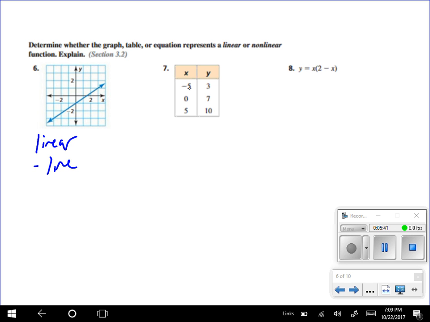In the chart, we're looking for a constant rate of change, if you remember. So here, as x goes up by 5, we have to see if we have a constant rate of change happening with our y values. So here, y went up by 4, and then it went up by 3. So this would be nonlinear because there is no constant rate of change.